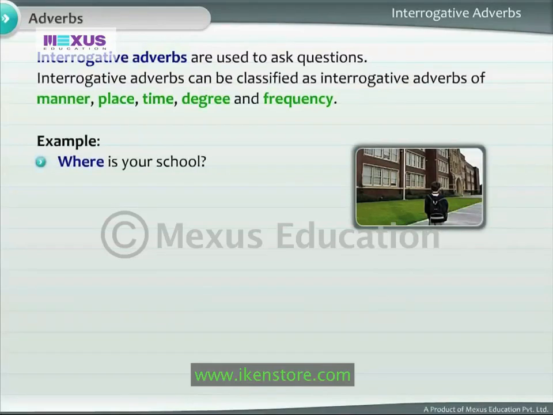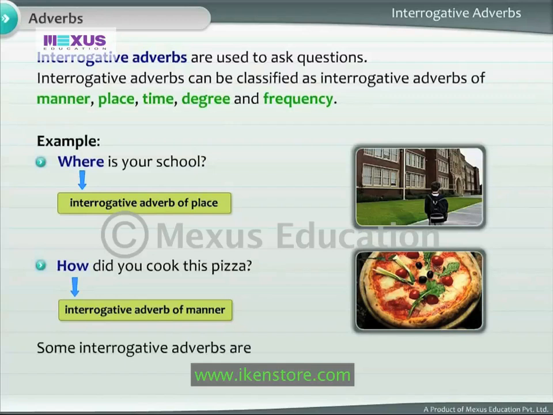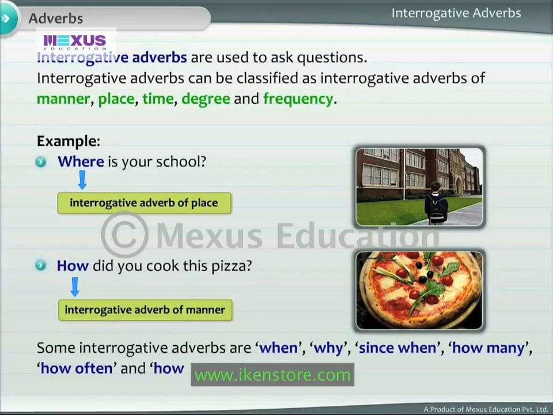The adverb where questions where the school is located. It is an interrogative adverb of place. Here's another example. In this sentence, the word how questions how the pizza was cooked. How is an interrogative adverb of manner. Some other interrogative adverbs are when, why, since when, how many, how often, and how long.